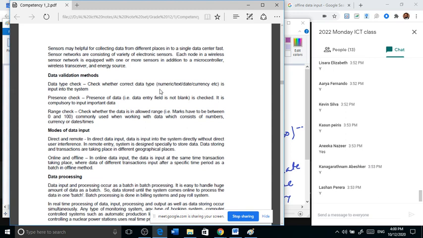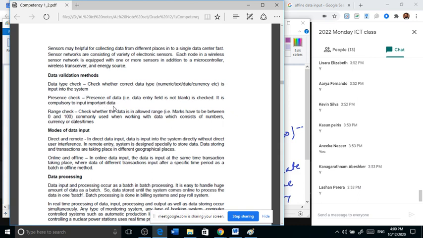If that data has to be filled, if you are trying to fill the other fields, it is not allowed. If you fill the required fields, then only other fields will be activated. Presence check: the data that must be entered. Presence of data is checked. It is compulsory to input the important data. So entering this data is very important.